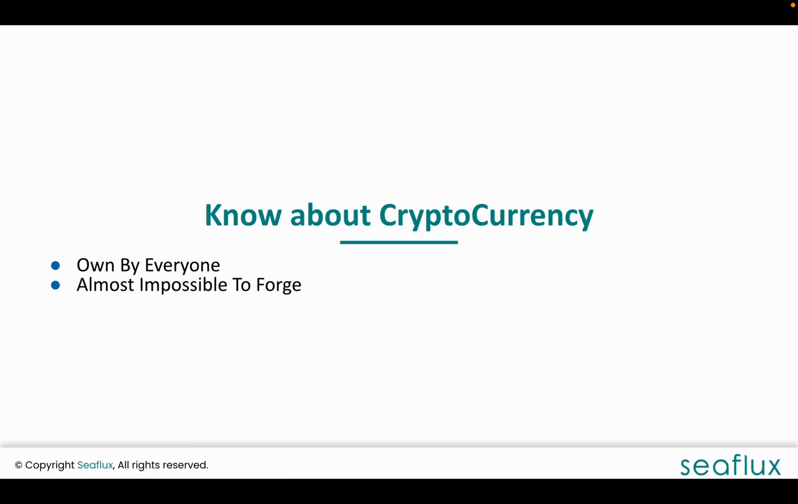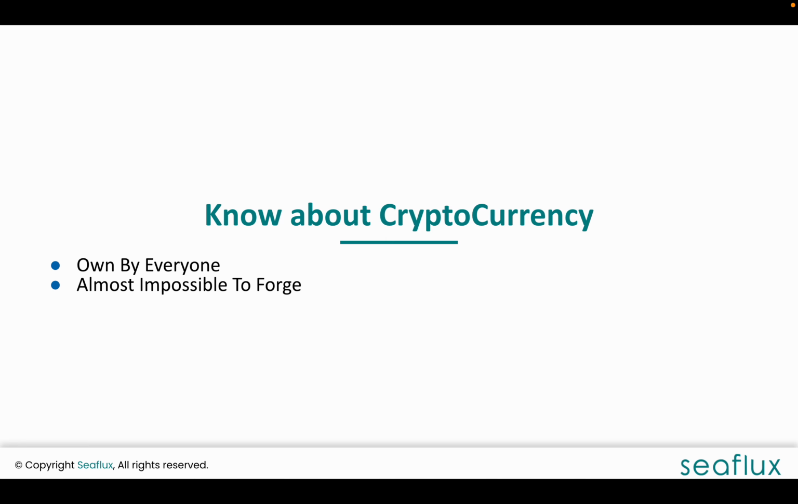Next is almost impossible to forge. What is the meaning of almost impossible to forge? Nowadays we can see that frauds happen with your accounts. Someone sends you a message, you click on that message, and some balance is debited from your account. This kind of fraud happens with our traditional currency, while in cryptocurrency this is almost impossible.